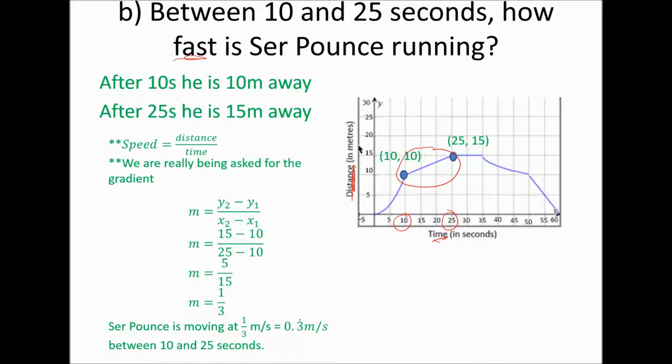So we can make our final conclusion. Ser Pounce is moving at 1/3 of a meter per second, or 0.3 recurring. This just means 3 repeated, so 3, 3, 3, etc. meters per second, between 10 and 25 seconds. Just going to make a note here. Do not forget your units. So when we're dealing with speed, I want to see meters per second.